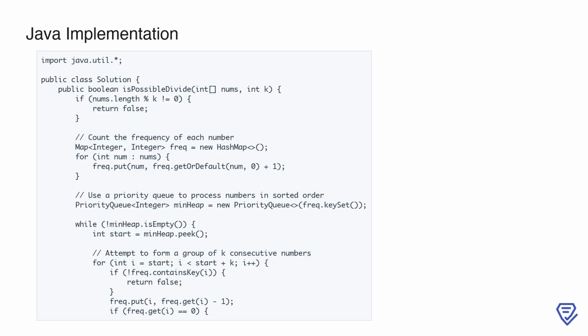For each number, we check if it exists in the frequency map. If it doesn't, it means we can't form a consecutive group, so the method returns false. If the number exists, we decrement its count in the frequency map. If the count for a number becomes 0, it will be handled in the next section of the code.